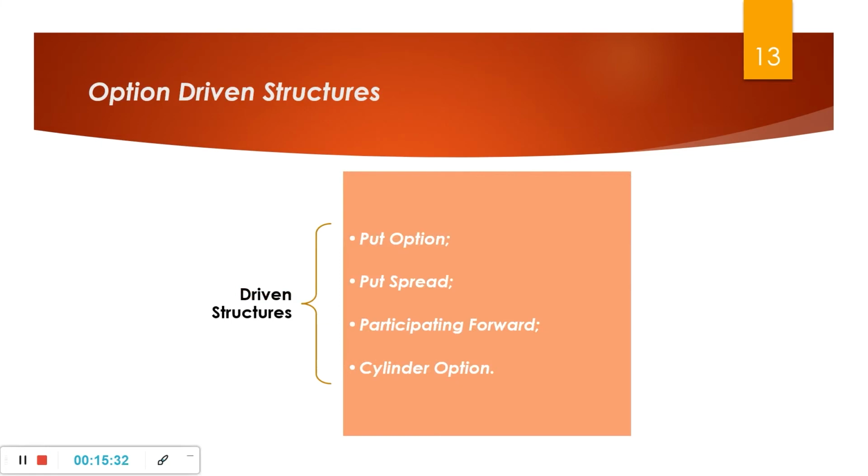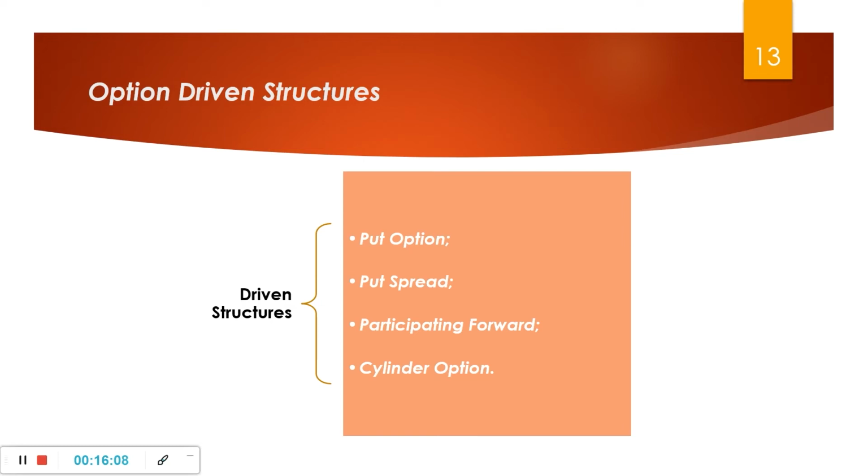Now let's discuss option-driven structures. Options may be combined to produce new and flexible risk management solutions. The most popular option combinations are those which reduce or eliminate the payment of an upfront premium. Take for example a situation where a company wants to hedge a currency position using options. There are a number of solutions which can be used, which include put option, put spread, participating forward, cylinder option.